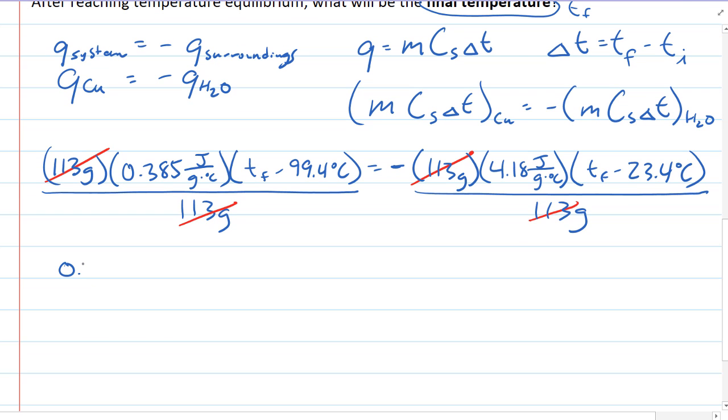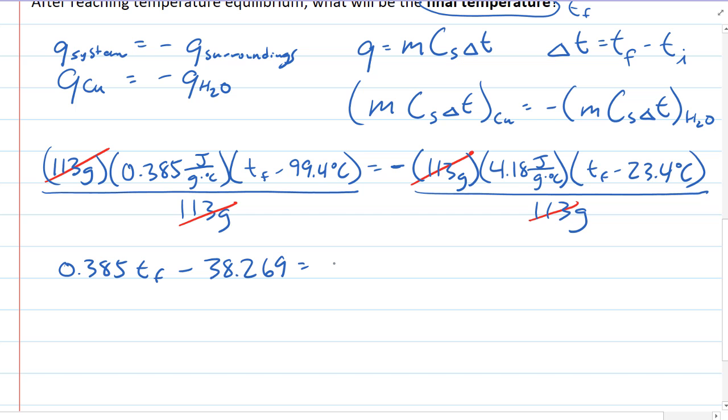I'll take the 0.385 times T sub F. That's going to be minus. And then we'll take the 0.385, and we'll multiply it by the 99.4. And we do that, we wind up with 38.269. Right now I'm not going to worry about dropping any digits. We'll worry about that on our final answer.